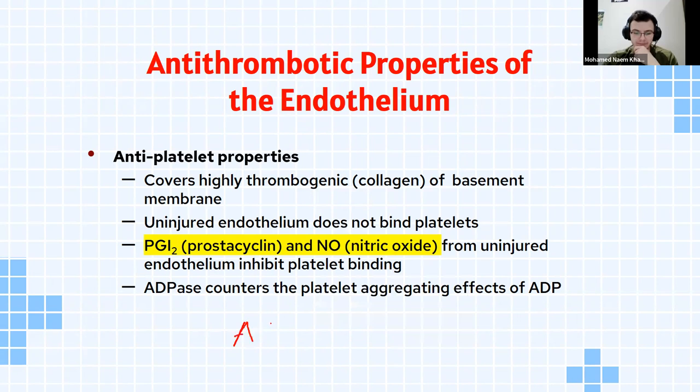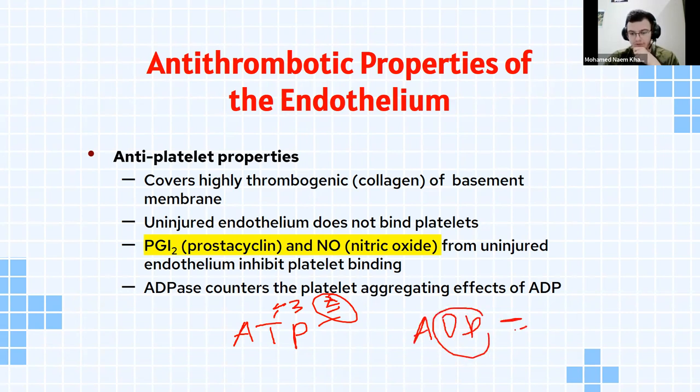Exactly. So you have ATP, okay? Basically, this is the energy molecule of the body. It's where the energy is stored. So it has 3 phosphates, so 3 phosphate bonds. The energy is in those bonds. When you break one bond, it becomes ADP, adenosine diphosphate. So you have 2 energy bonds. So it's lesser in energy, okay? ADP has a role to play in aggregation. I think you're going to take it in a different lecture. You're definitely going to take it in a different lecture.